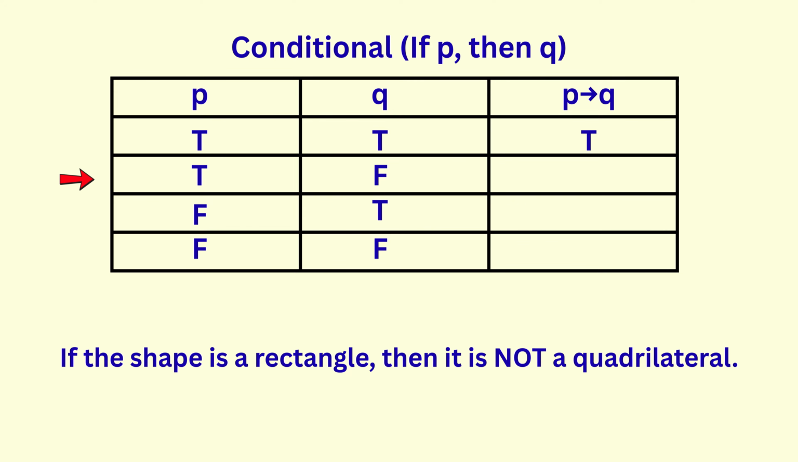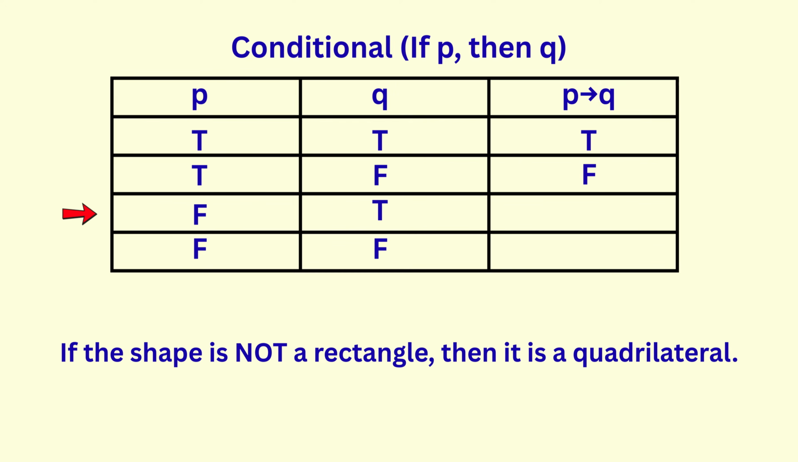The second row reads, if the shape is a rectangle, then the shape is not a quadrilateral. This is impossible. The conclusion makes no sense, so the compound statement becomes false. This is because once the shape is a rectangle, it has 4 sides, so it must be a quadrilateral.